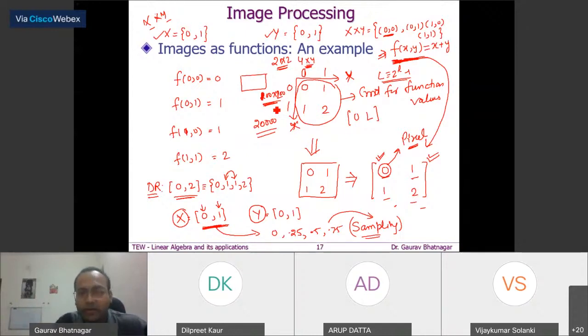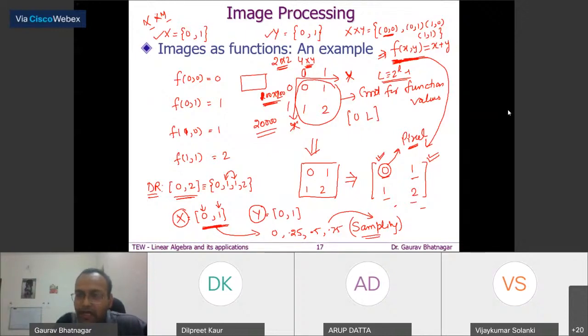Okay, so any other question from anyone? I think someone has written something in the chat box. What's the motivation that an image is defined as this particular type of 2D function? I think Aritra Roy is asking this question.